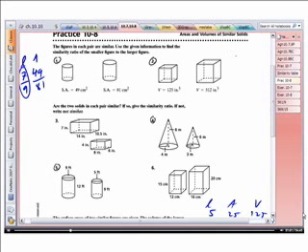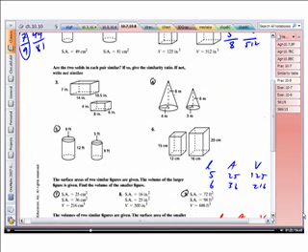Over here, our volume ratio is 125 to 512. If we want to get a length ratio, the similarity ratio, we need to take a cube root of 125, which is 5. So that's the cube root of 125, and then a cube root of 512, which is, I believe, 8. So the length ratio would be 5 to 8, and the similarity ratio, 5 to 8.